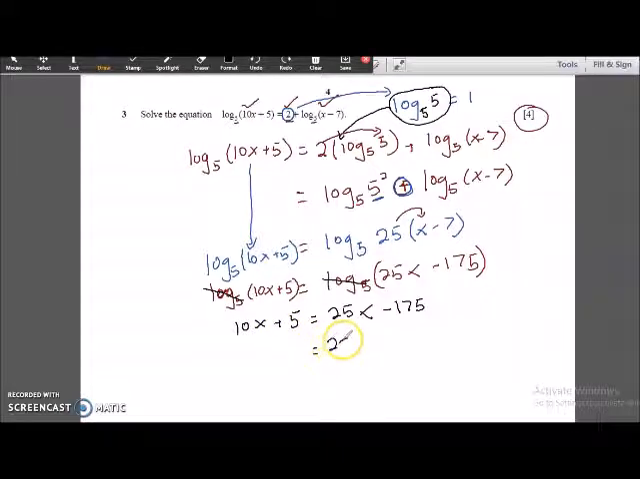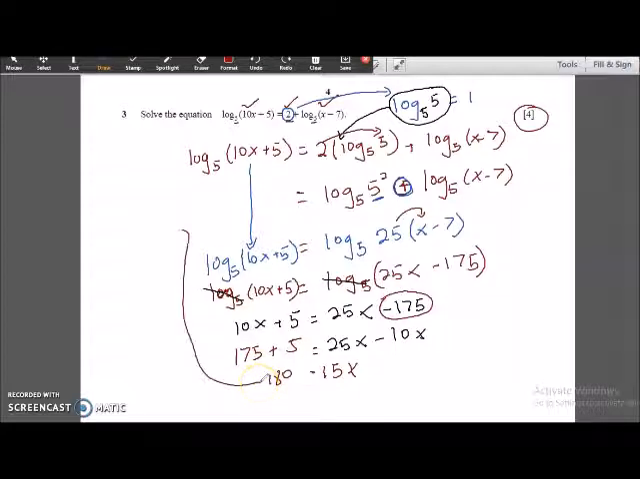Okay, then 25x minus 10x, the 10 moves to the opposite side, and then negative 175 moves to the opposite side, it becomes the plus, and here's 180, here is 15x, so x is equals to 180 divided by 15, which results in 12. So this is the answer.